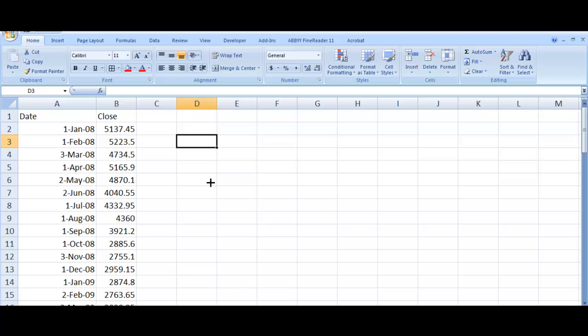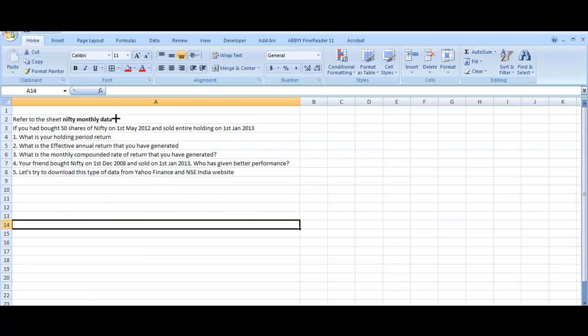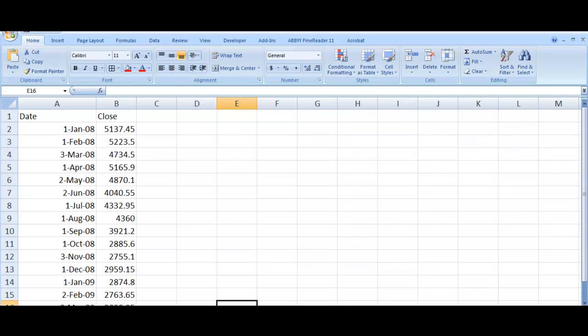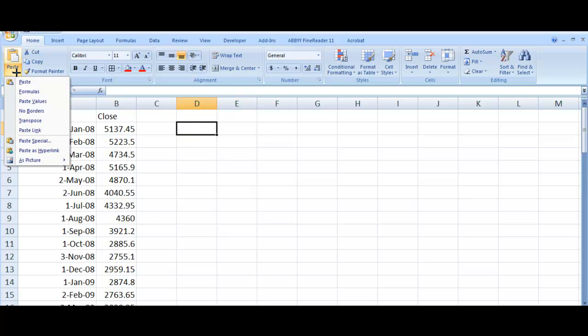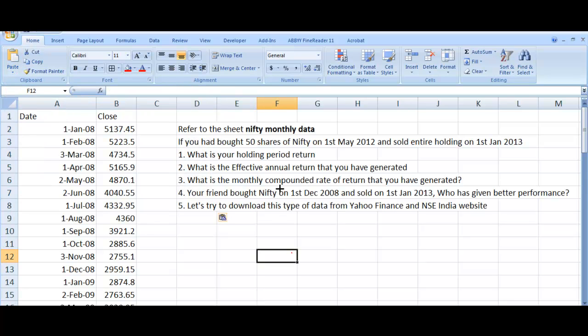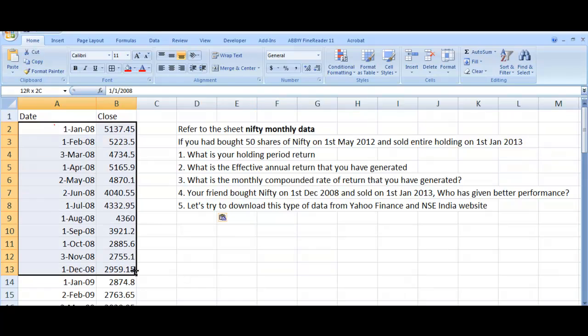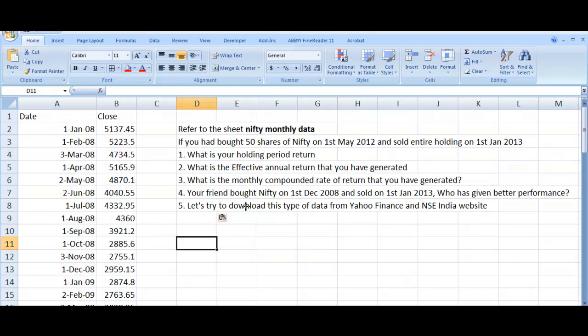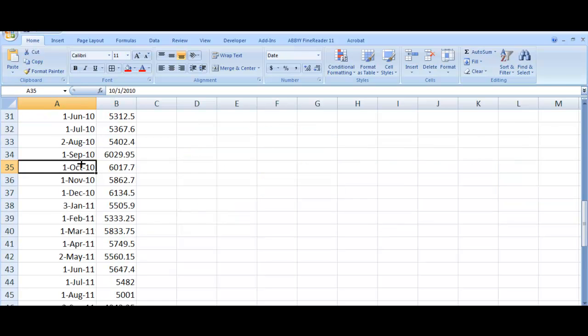Okay, now we need to do certain computation. So this is a Nifty monthly data sheet. The computation that I have to do is, they are saying that if you had bought 50 shares of Nifty on 1st May 2012. Now you have to search where is 1st May 2012.